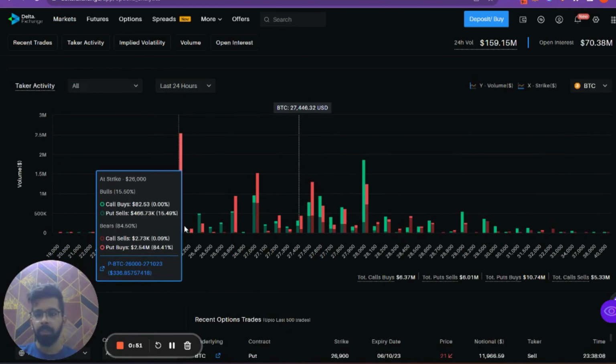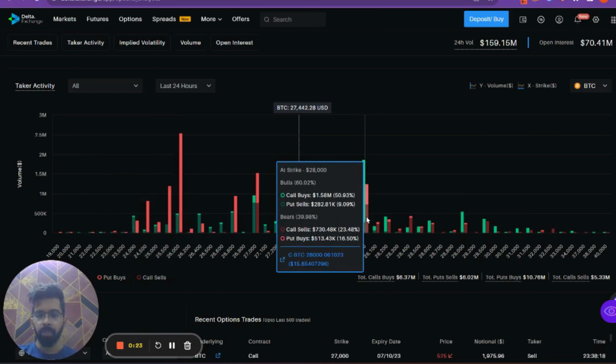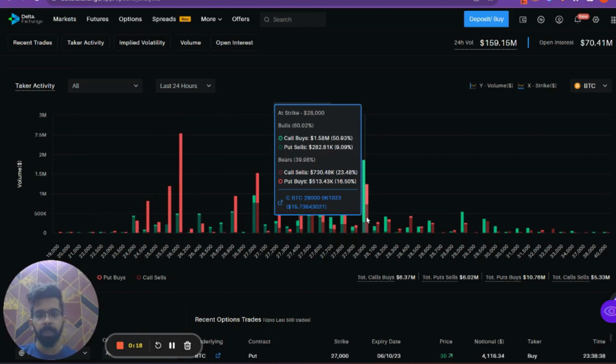So we can see that on the 26,000 strike, which had the highest open interest, the retail traders and the traders who are trading on Delta Exchange are mainly buying these put options. Roughly $2.5 million worth of puts were bought here. That means the market is bearish, which also coincides with our earlier PCR ratio data, which also indicates that the market is bearish.